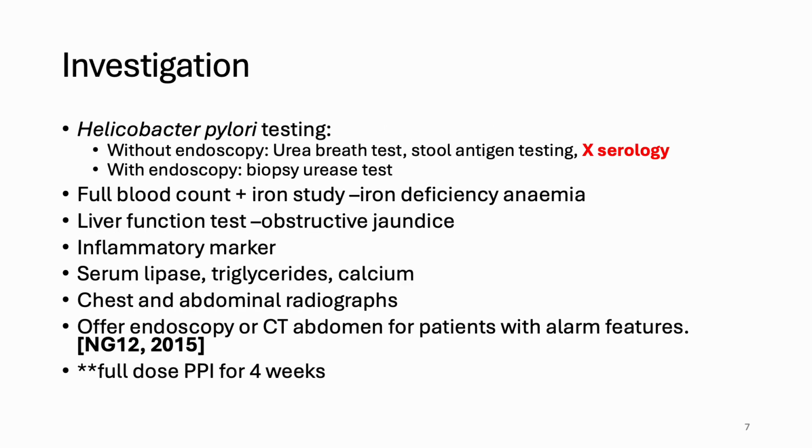The main aim of performing investigations for patients with abdominal pain and dyspepsia is to identify the underlying organic cause. The first and foremost test that we should do is Helicobacter pylori testing. It can be done with or without endoscopy.